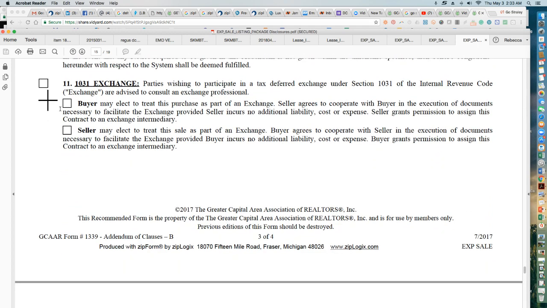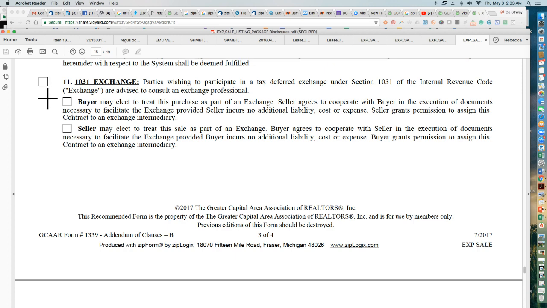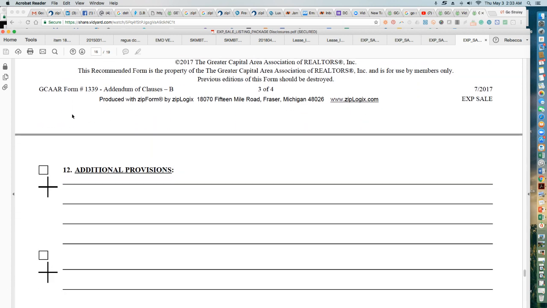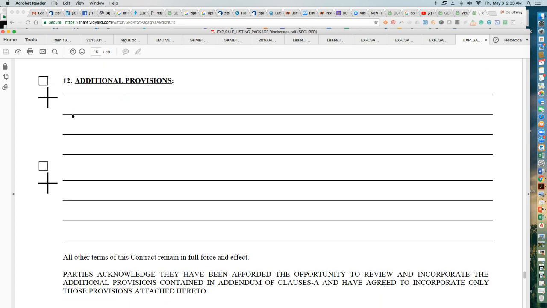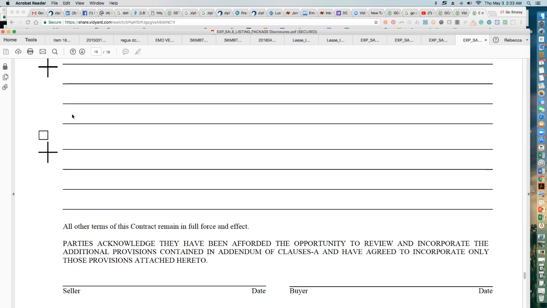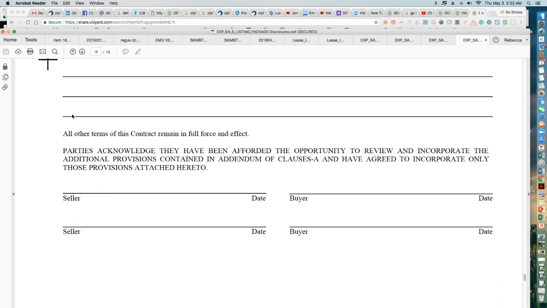1031 exchange. It could be for the buyer or it could be for the seller. So check the correct party, but all the parties initial here, and you check this box to make sure that that 1031 exchange clause is activated. And then you have room for additional provisions. There's sometimes special cases.